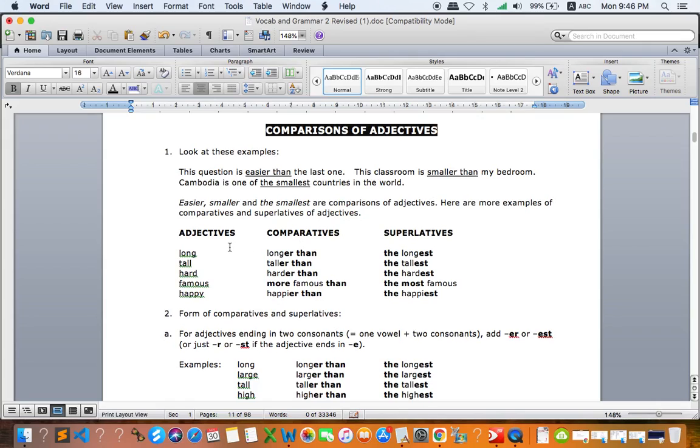As you can see right here, we have long, tall, hard, famous, happy. So we have one syllable adjectives and we have two syllable adjectives. There are some key points that you need to remember and understand. Long goes to longer, tall to taller, hard to harder, famous to more famous, but happy is different. It is two syllables, but it ends in y. We have to change y and add ier than, and the happiest. So let's understand more deeply about comparison altogether.